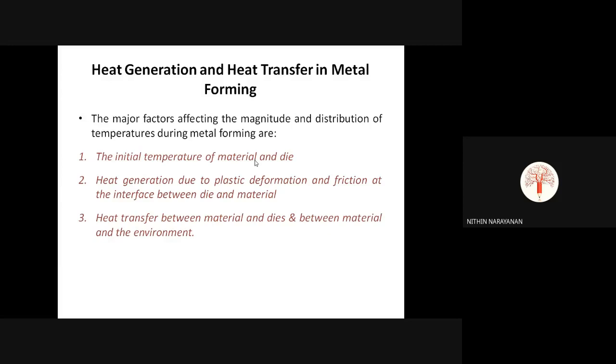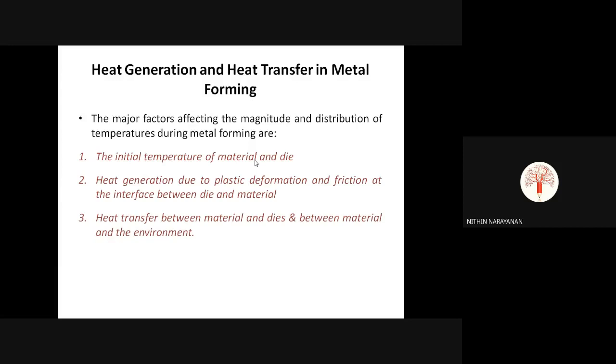Heat transfer between material and dies and between material and the environment. And again it depends on the heat transfer between material and the dies. So actually the major amount of the heat is transferred into the material itself. From the material it is transferring to the die or the tool, because the die is in contact with the material. From this material and the die, it will again dissipate into the outer environment.